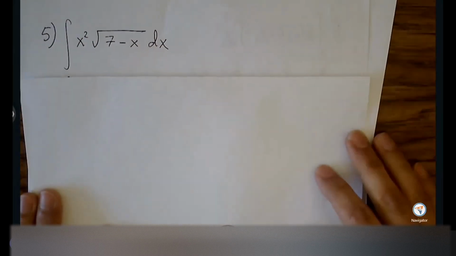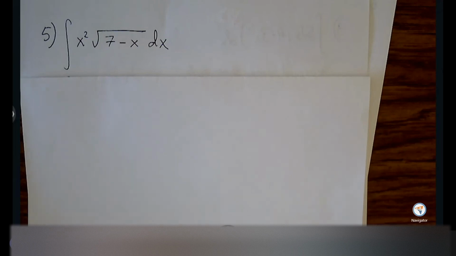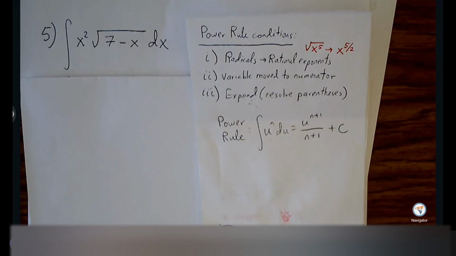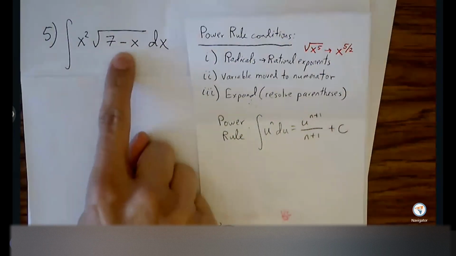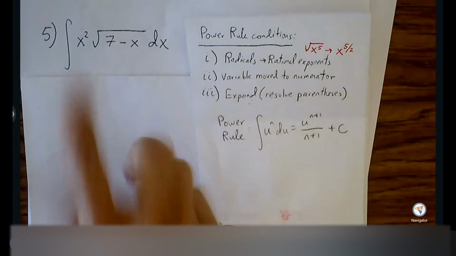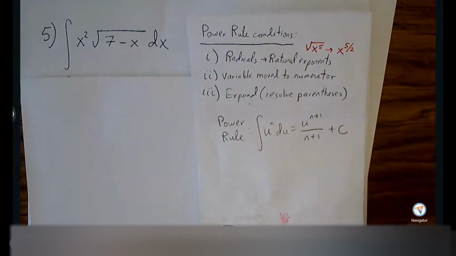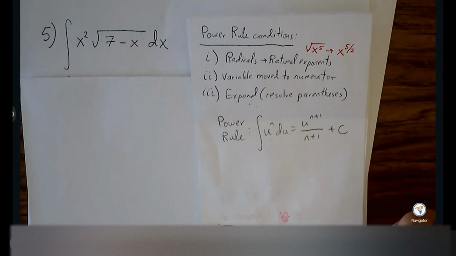Integral of x squared, square root of 7 minus x. First things first. Can we rely on just power rule expansion? Okay, what's the issue? Yeah, multiple terms added, subtracted inside the square root. Okay, we can't do this. So option 1 is we explored it. It's not going to work.